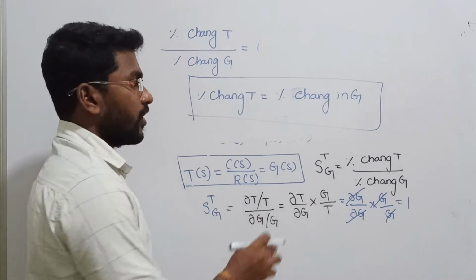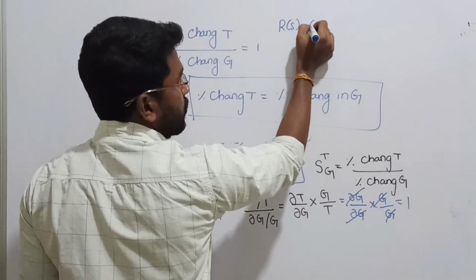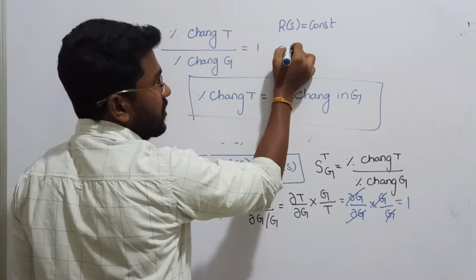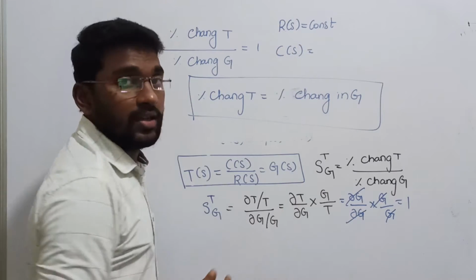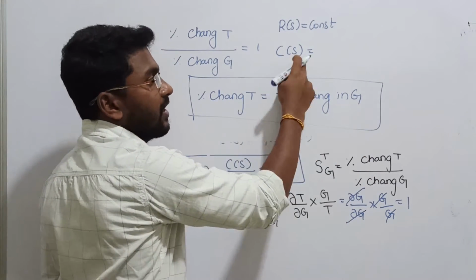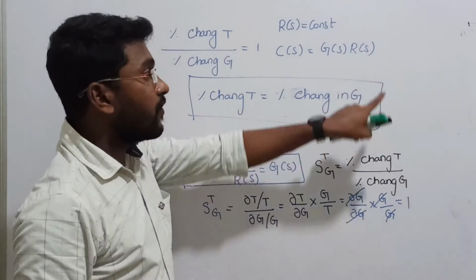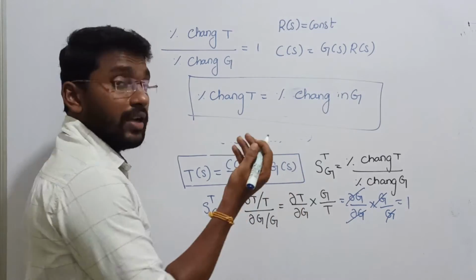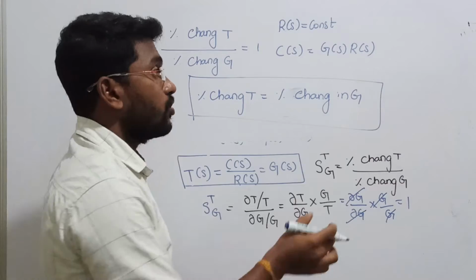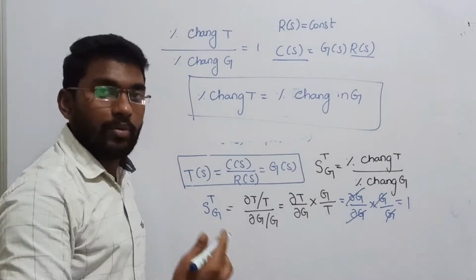Are you getting me? So for an example, assume your input R of S is going to be constant. Now the question is, you are requested to find the percentage change in the output when there is a change in your block G. Now what will happen? Usually C of S can be written as G of S into R of S. Yes or no? If R of S is constant, then whatever amount of change comes in your gain, the same change you can observe at the output side. Why? Because R of S is going to be constant. I am repeating once again.